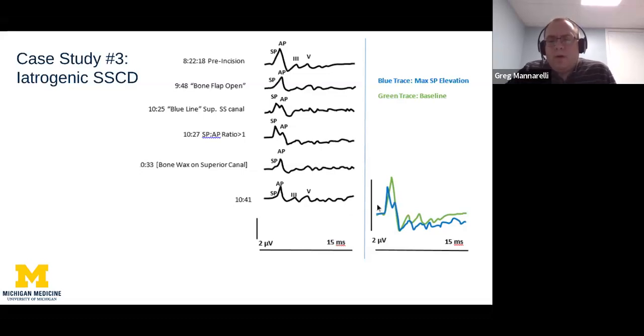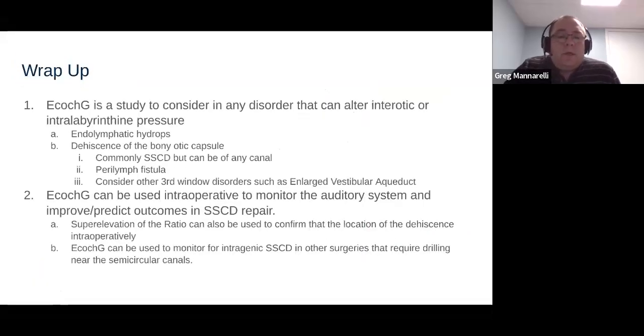And here, I blew this up and overlaid the baseline SP-AP ratio showing when it was elevated. So in wrap up, my approach on the ECOG is that it's a study you consider in any disorder that can alter the intra-aural or intra-labyrinthine pressure, which includes endolymphatic hydrops, or any dehiscence of the bony otic capsule, commonly in SSCD, in cases concerned about perilymph fistula, or even in other third window disorders such as enlarged vestibular aqueduct.